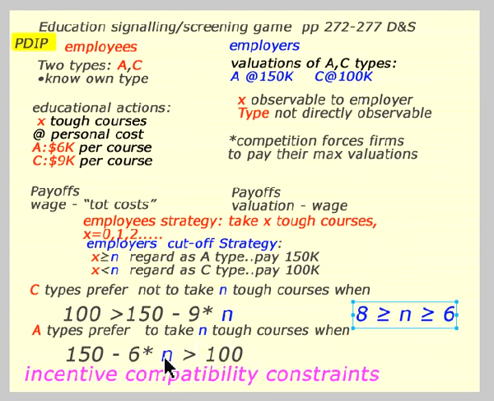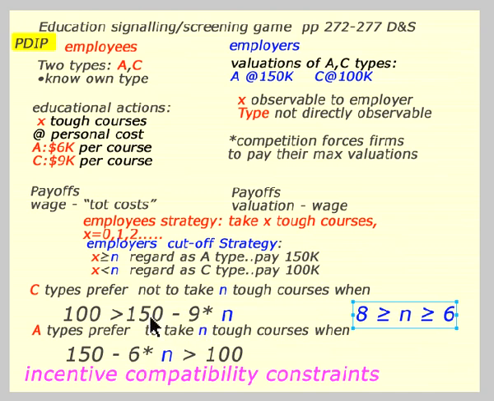What about when n equals 6 here? Well, 150 minus 36, that's 114. That's greater than 100. That works. So if we make the number of tough courses big enough, like 6, because 2 wouldn't be enough, right? If we made n equals 2, only 2 tough courses, then the A types would prefer to have a salary that is 150 minus 18.